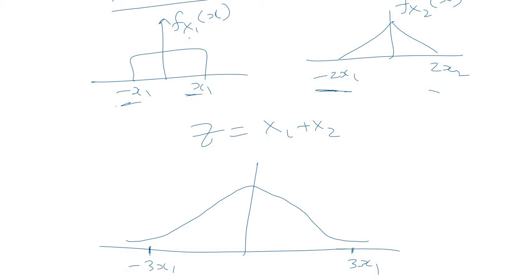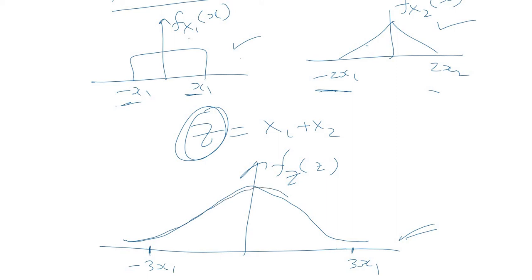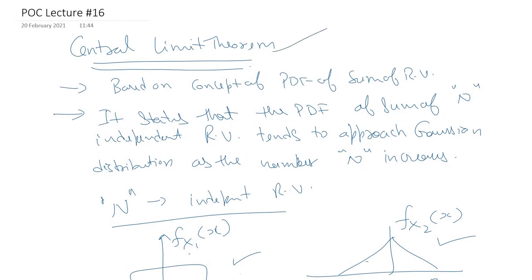So these two are independent random variables, we add these two and we say that the resultant random variable, its PDF will approach towards Gaussian distribution, right? And as this number n increases, in this case we have taken only two independent random variables, it becomes more close to the Gaussian distribution. This is the concept of central limit theorem.